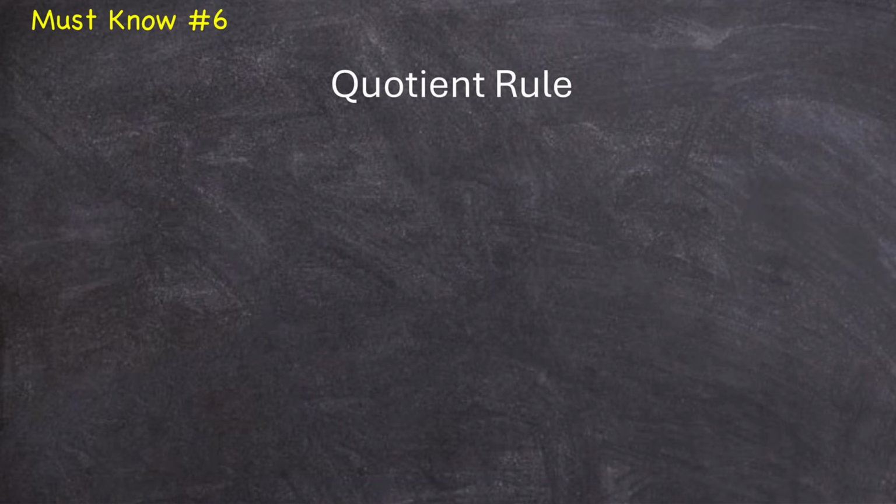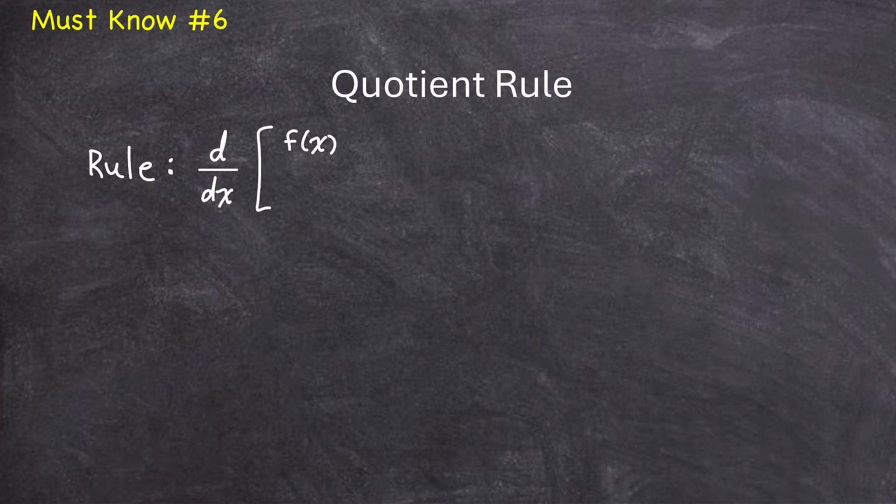Must know derivative rule number 6, the quotient rule. In this rule, if you want to find the derivative of a quotient of two functions of x, let's say we want the derivative of f of x divided by g of x, I'll refer to f of x as the top function and g of x as the bottom function.